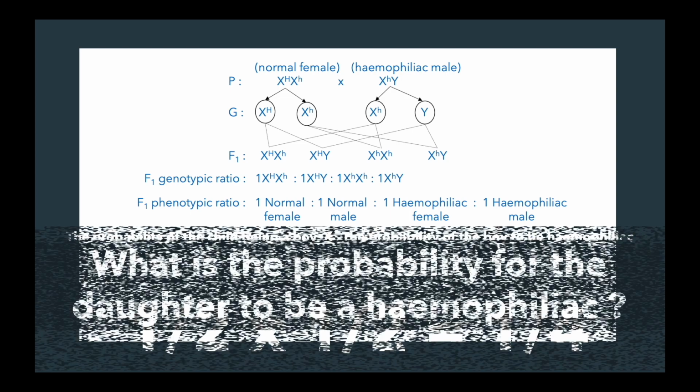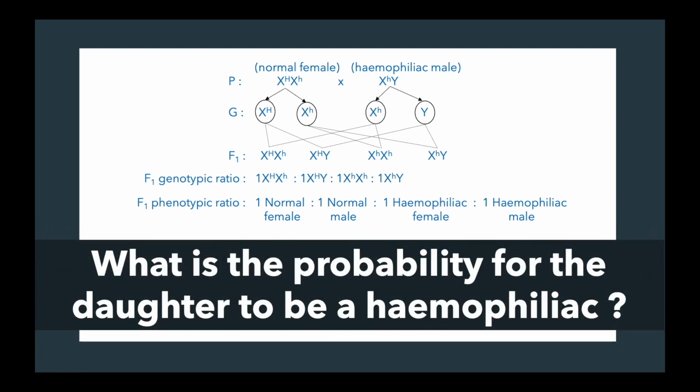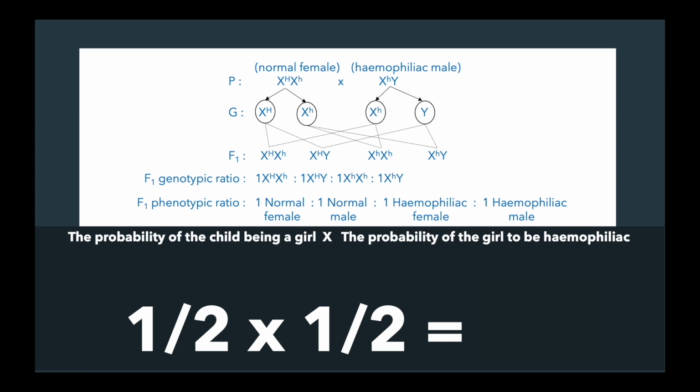But if the question asks what is the probability for the daughter to be a hemophiliac, in this case, the couple is sure to have a daughter. In this situation, we do not have to take the probability of the child being a girl into consideration. As you can see from the genetic diagram, there's a 50-50 chance of the girl to be hemophiliac. So therefore 1/2, giving the probability to be 1/2.